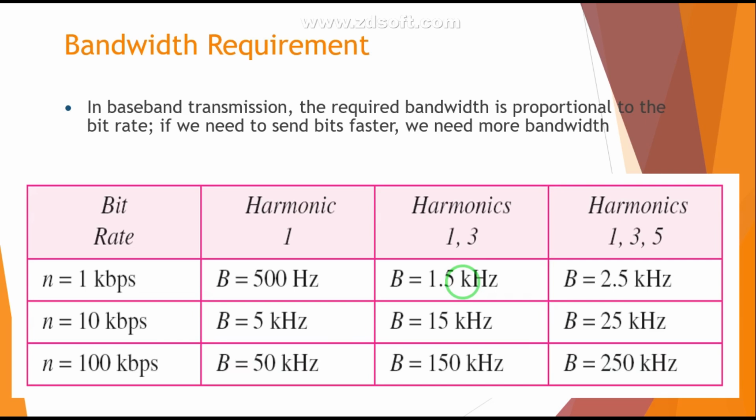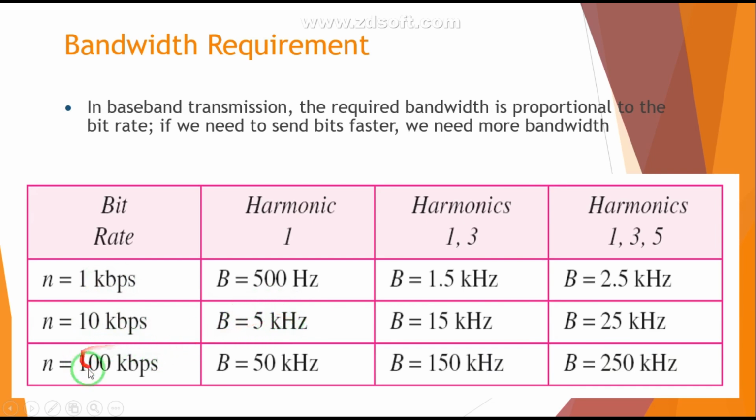You can see in baseband transmission, the required bandwidth is proportional to the bit rate. That is, if you need to send the bits faster, you require more bandwidth. You can see it over here. If the bit rate is 1 kbps, the bandwidth required is 500 Hz for harmonic 1 only. And if you need to send more bits faster, that is 10 kbps, you require a bandwidth of 5 kilohertz.